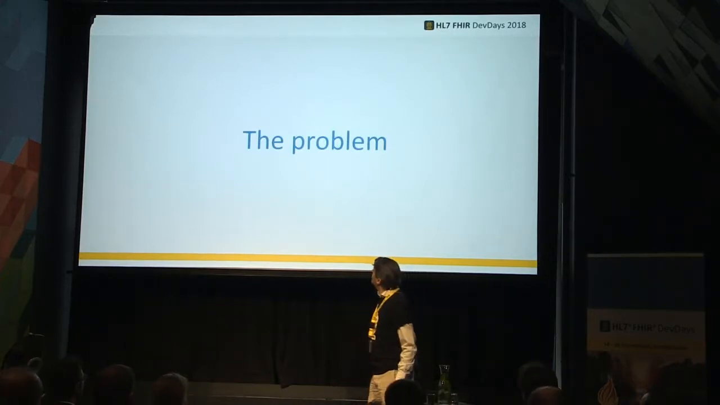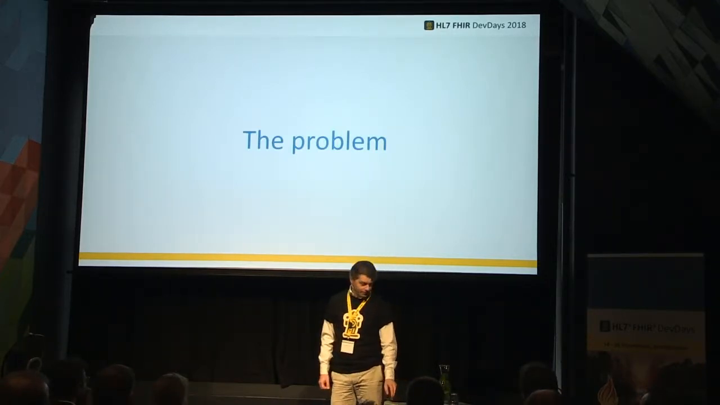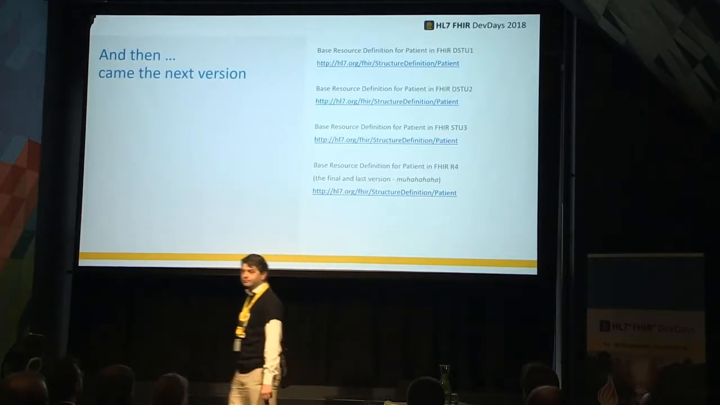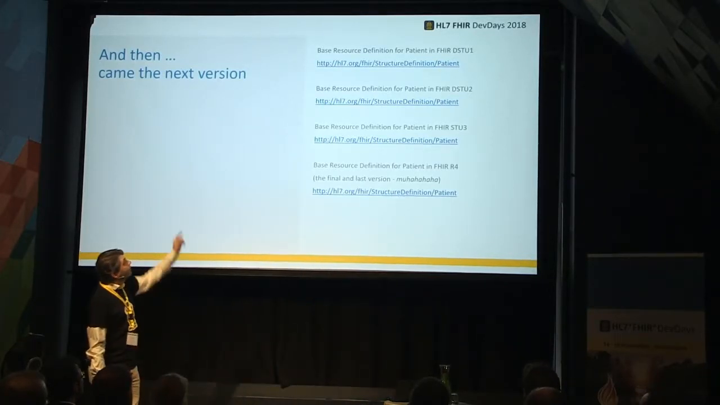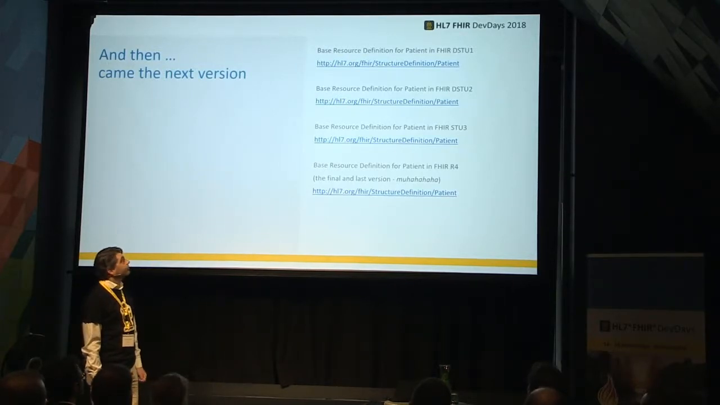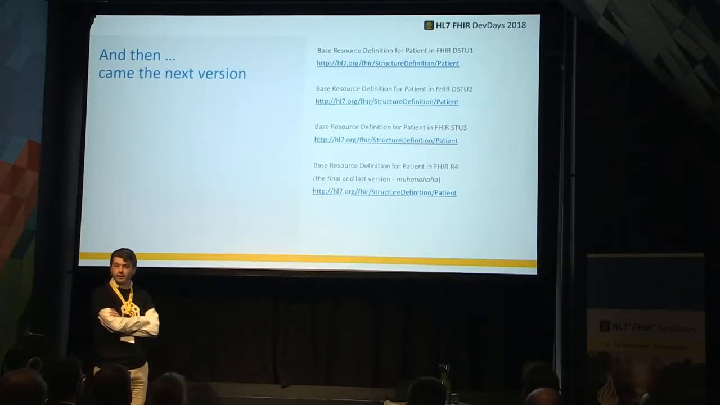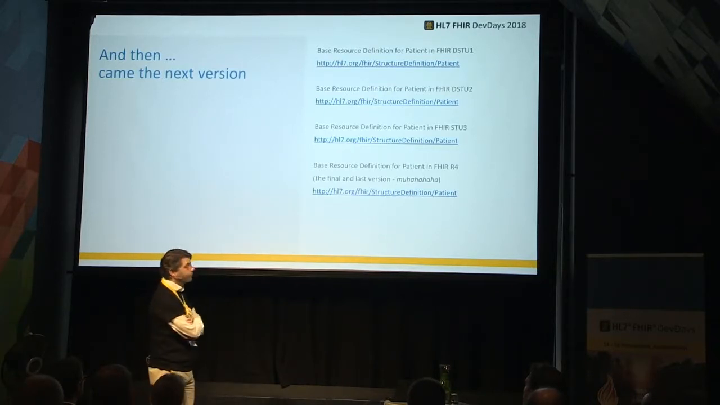Now, what is the problem that we're facing today, or rather in the past 3 years? That there will always be a next version. So if you look at the same patient canonical from the patient structure definition, you see there's one for DSTU1, there's one for DSTU2, one for STU3, and there will be one for R4, and they will be exactly the same. And so they are not globally unique identifiers. Because if I give you that canonical URL, you won't even know which FHIR version I'm talking about, let alone which version specifically of an implementation guide.